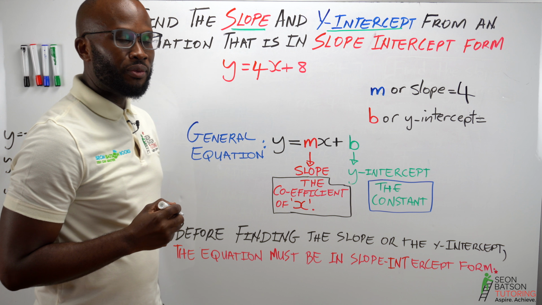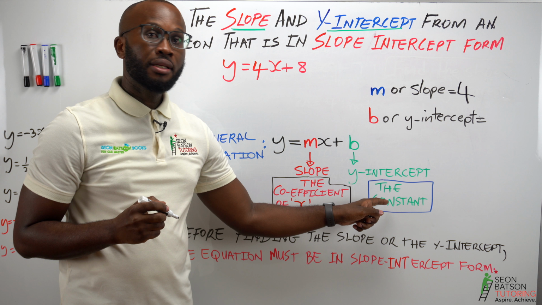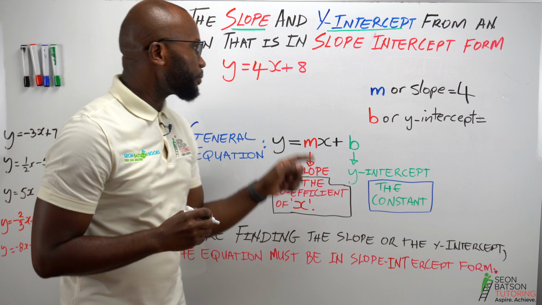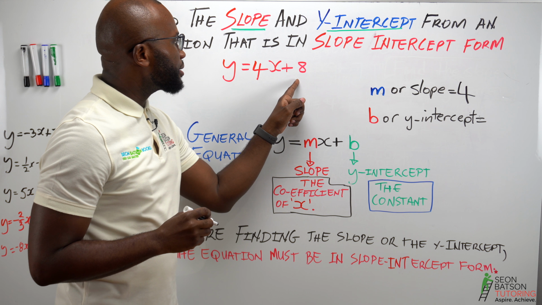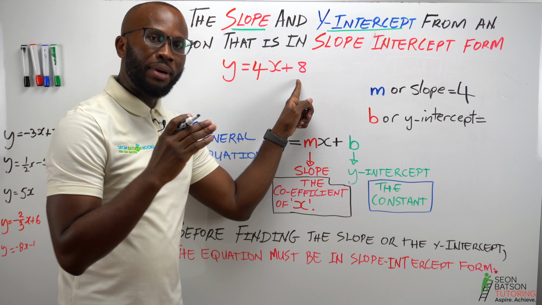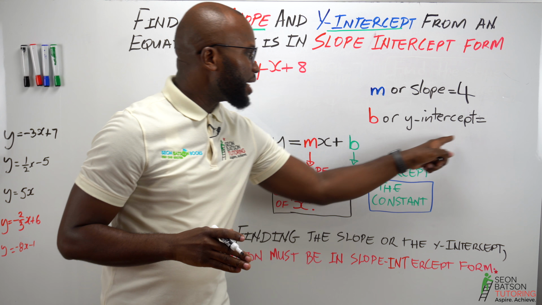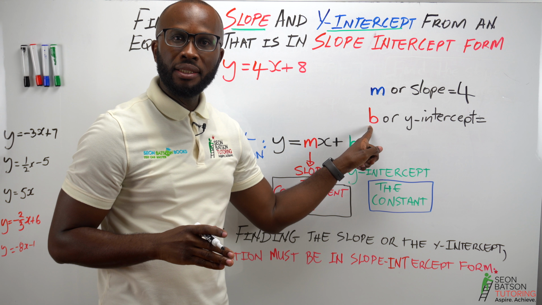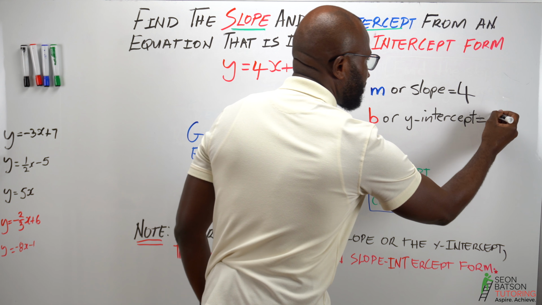Let's find our b now. We said the b is the constant. In this equation, the constant is positive 8. Since the constant is positive 8, our y-intercept, or our b, is positive 8.